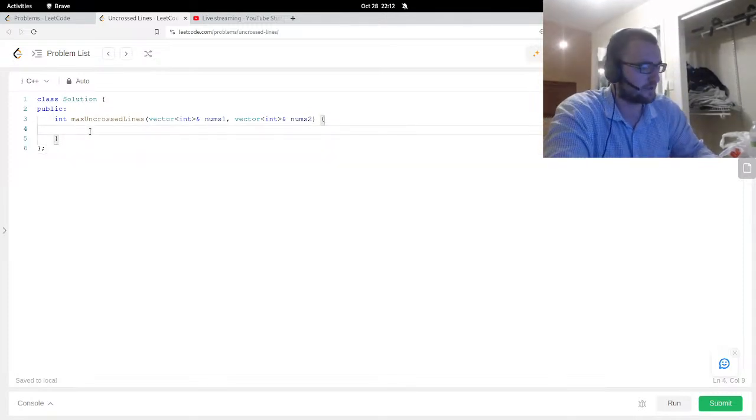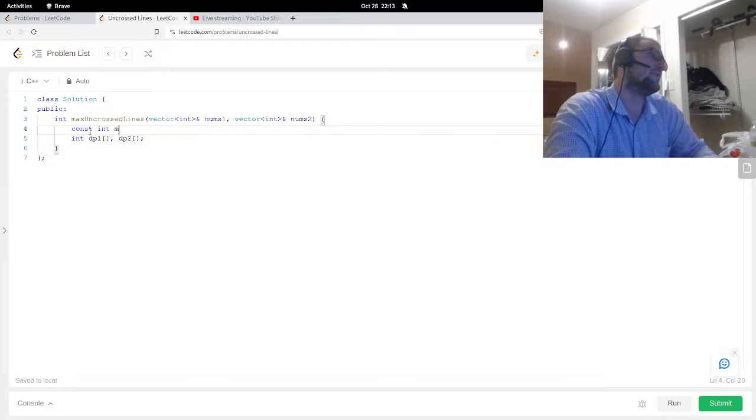And I can do this using two integer DP arrays, DP1 and DP2, and use buffers. And these are going to be, m is going to be nums1.size, and n is going to be nums2.size. And this is going to be of size n.